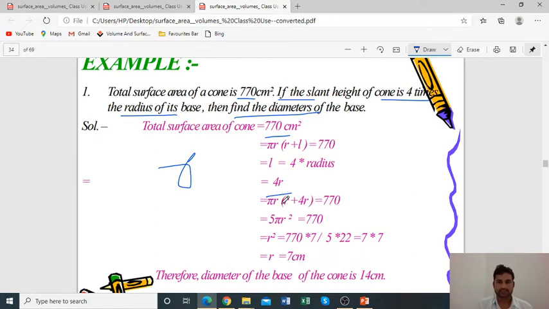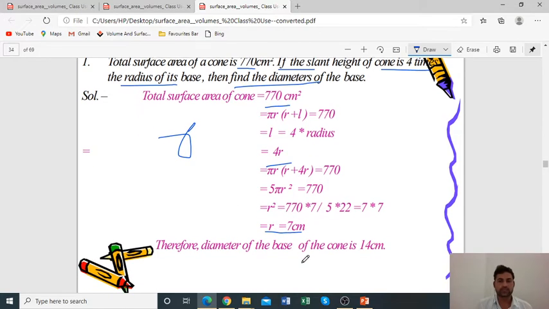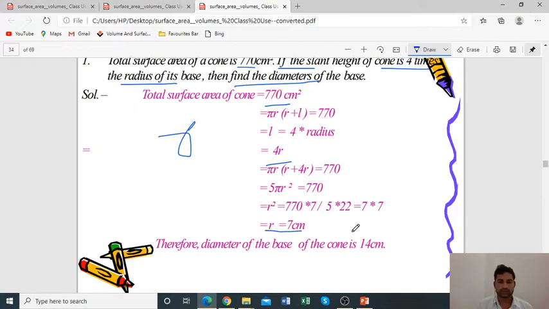So 4r plus r is 5r, multiplied by pi r. So 5 pi r square equal to 770. So we find r square by dividing 770 by 5 pi. So radius we find out is 7 centimeter. Therefore diameter of the base of the cone is 7 multiplied by 2, equal to 14 centimeter.